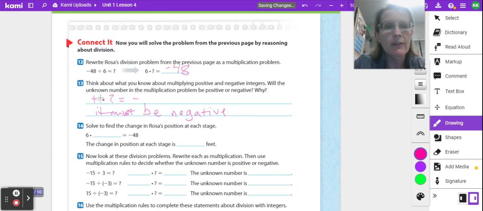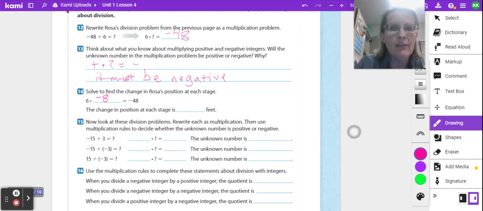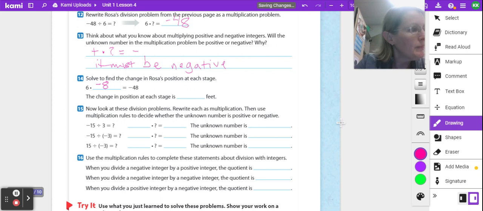And we already said why, because a positive times a negative is going to be a negative answer. So 6 times what number is negative 48? Well, 6 times 8 is 48. So we knew it had to be negative, so that will be 6 times negative 8 is negative 48. So her change in position is negative 8 feet each time.